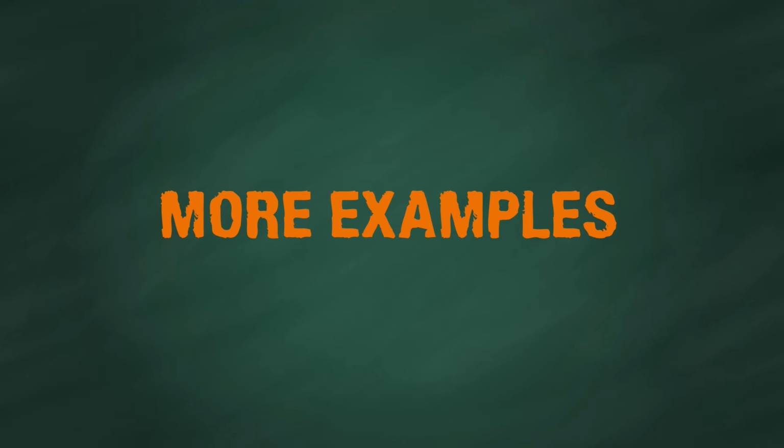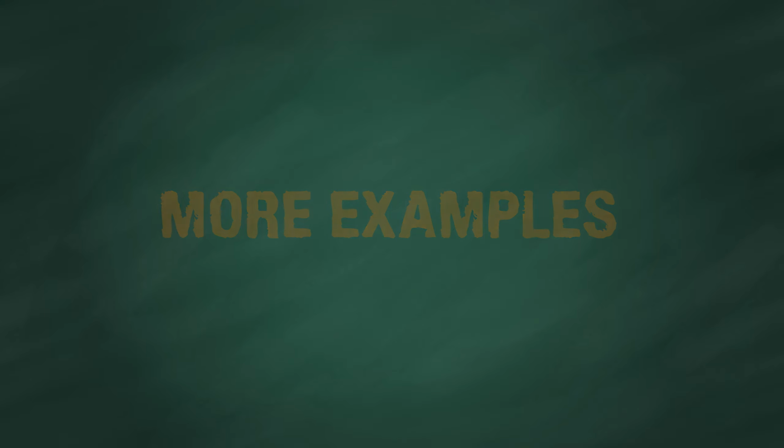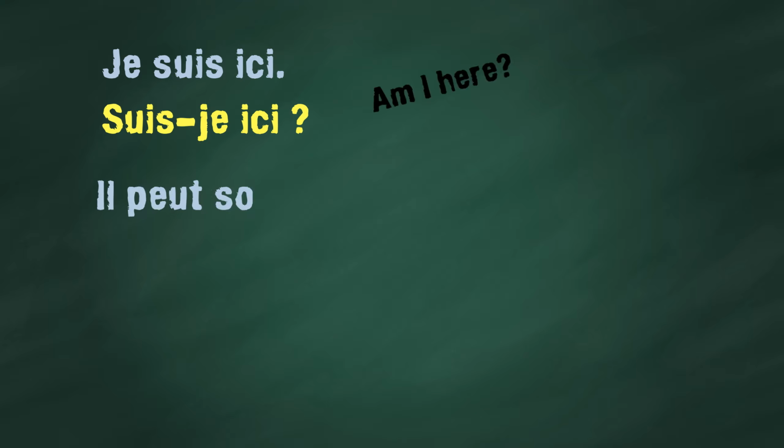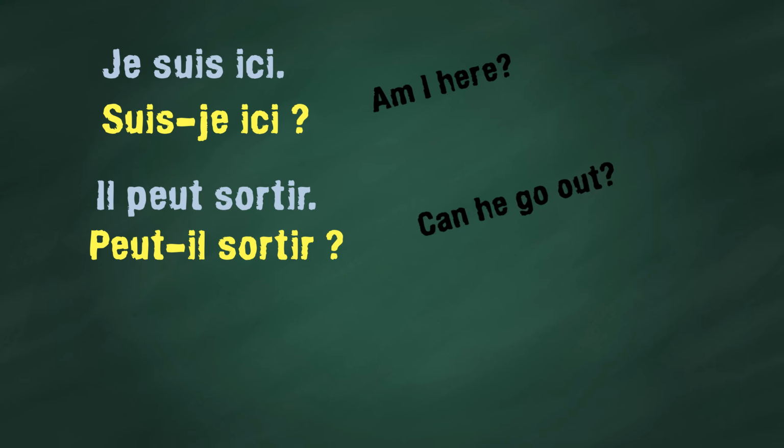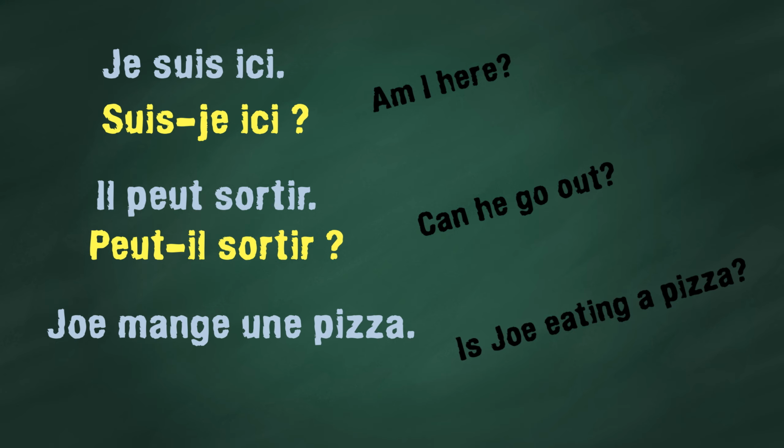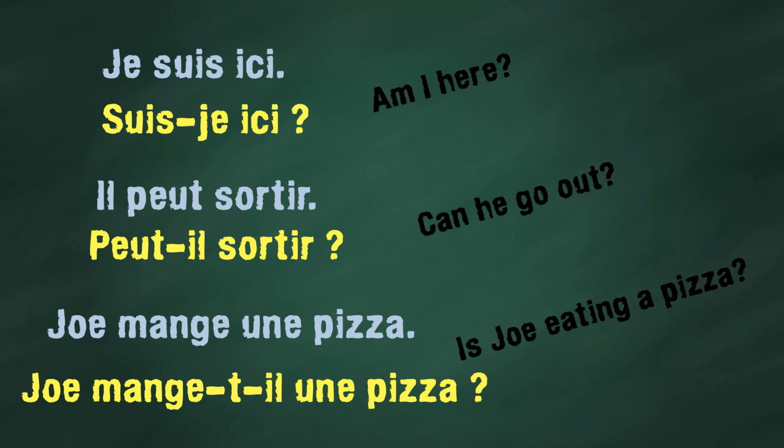More examples! Let's take three additional sentences to clarify the inversion process even more. Je suis ici becomes suis-je ici? Il peut sortir becomes peut-il sortir? And if we want to know if Joe is eating a pizza, we have to say Joe mange-t-il une pizza?